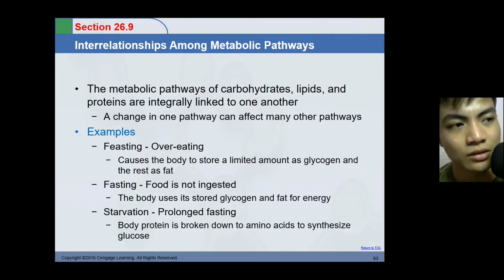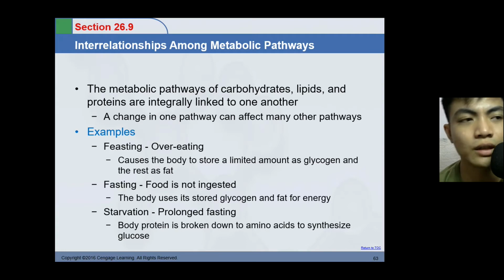Yung 3PG, pwede siya ma-convert to certain amino acids, no? The pyruvate can be converted into certain amino acids, no? So, ibig sabihin, if bigla ka na lang mag-keto diet, it will drastically change your body. Okay? They are very interconnected to one another. So, that's why, before you even commit to a certain diet, such as ketogenic diet, ask your physician. Not because it works for others, meaning it will work for you.